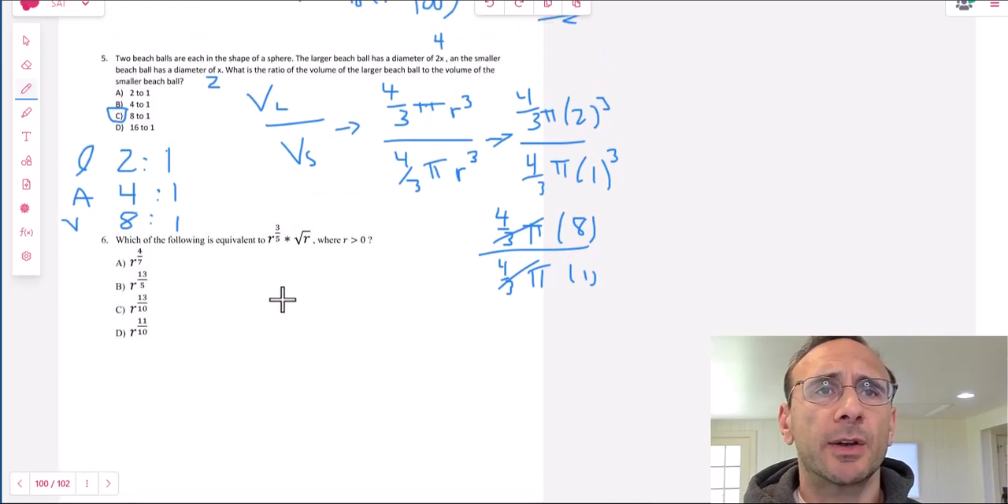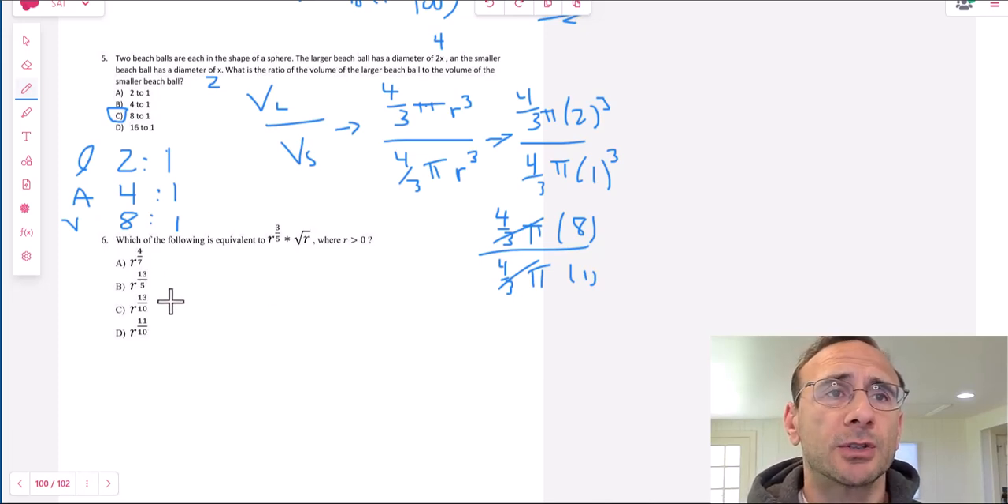Number 6, which of the following is equivalent to this? Always keep an eye on the answers to see how they want it to look. All the answers are fractional exponents, so that's our clue that we want to stay with fractional exponents. So that'll stay as part of the 3/5. Square root, we want to convert that to a fractional exponent. It's the 1/2 power.